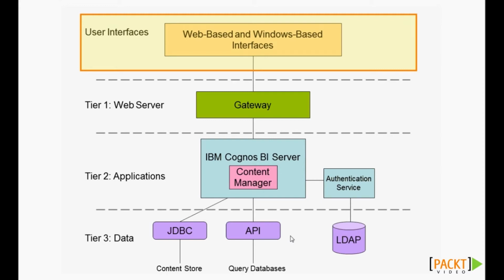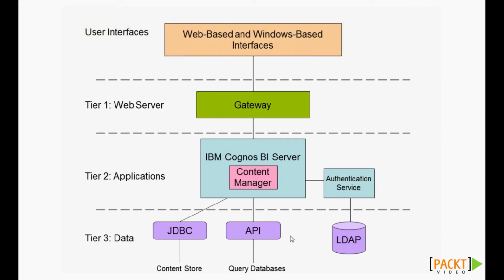The web-based interfaces are Cognos Connection, Cognos Administration, Query Studio, Report Studio, Analysis Studio, Event Studio, Metric Studio, and Business Insight. The most commonly used Windows-based interfaces are Framework Manager and Cognos BI for Microsoft Office. All the communication between these interfaces and the application service are done via tier 1, that is web server.